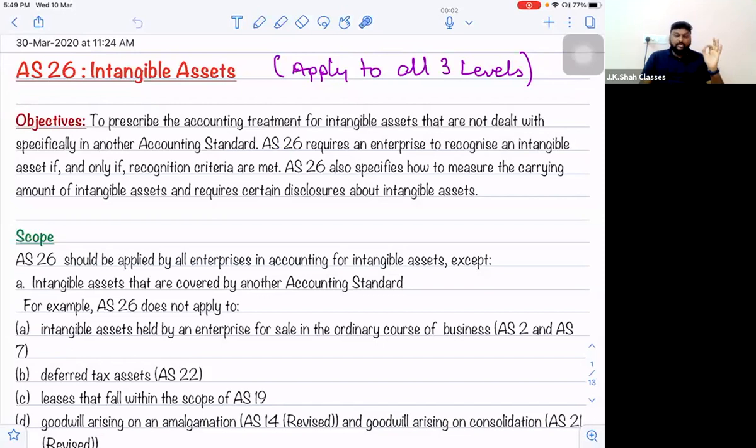AS26 requires an enterprise to recognize an intangible asset if and only if recognition criteria are met. AS26 also specifies how to measure the carrying amount of intangible asset and requires certain disclosures about intangible assets. So there is a huge disclosure requirement also for this. That is also what we have to see at the end of the topic. There are some 8 to 10 points. Now, sir, before going ahead and understanding the scope, we will first understand the definition of an intangible asset. Once we are clear with the definition, then I will go further for the scope.